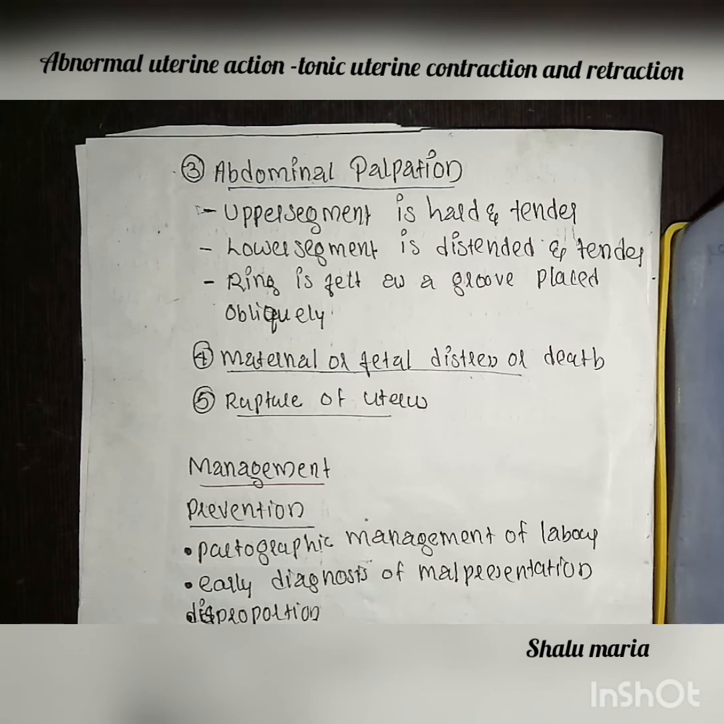And we can feel the ring as a groove placed obliquely. And sometimes there will be maternal and fetal distress or death. And rupture of the uterus may sometimes occur.